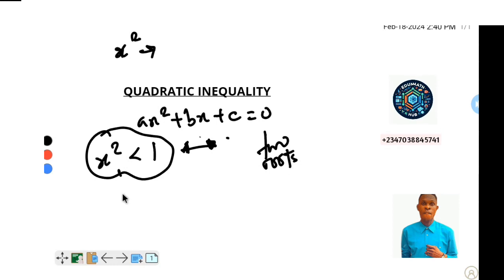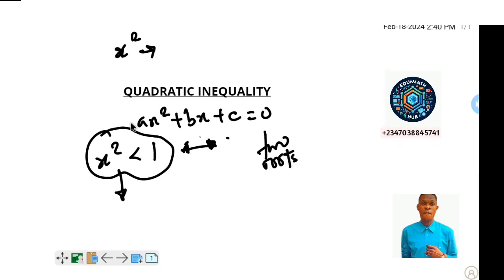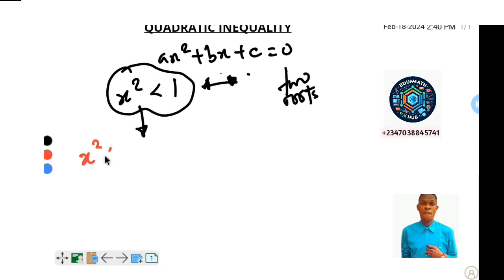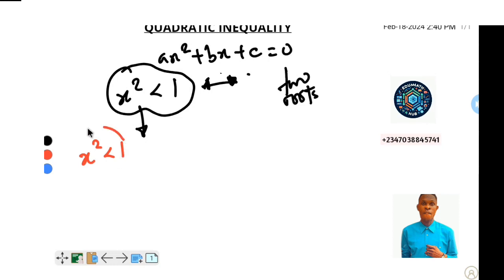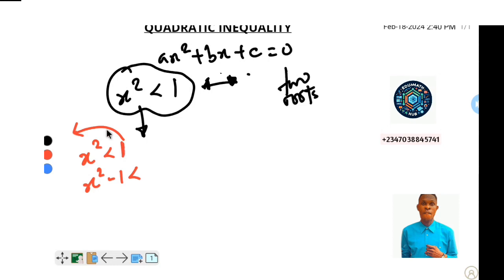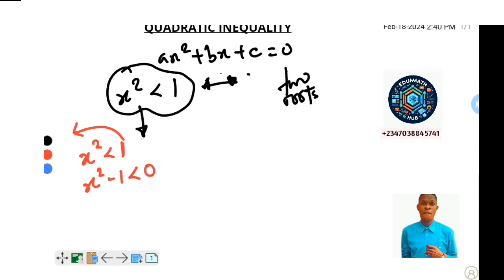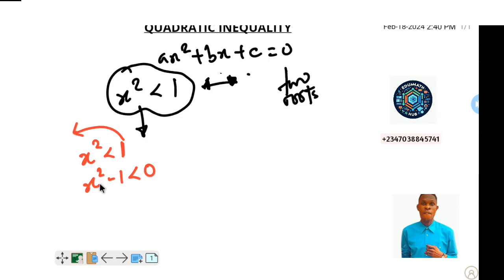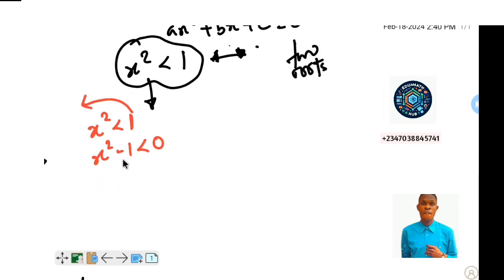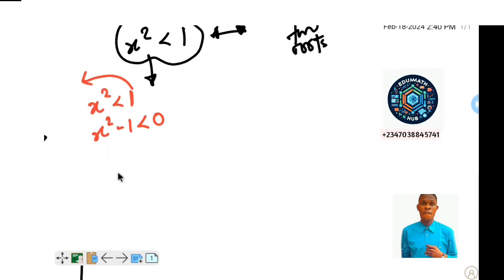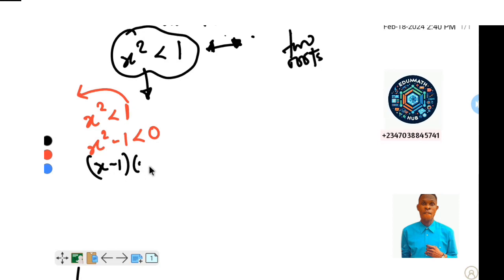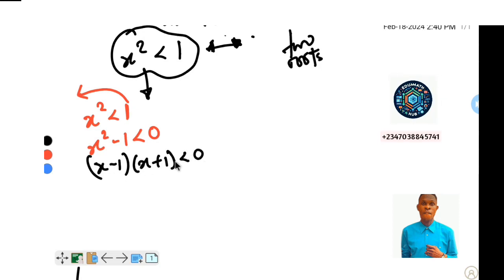Now let's start with the solution of this question. To solve this, you have x squared less than 1. The first thing to do is bring this 1 to this side, so you have x squared minus 1 less than, since this one is leaving here, so you have 0 here. Now at this point, you use difference of 2 squares to factorize this side. Don't forget difference of 2 squares. Okay, now factorize this left hand side. You have x minus 1, x plus 1 less than 0.